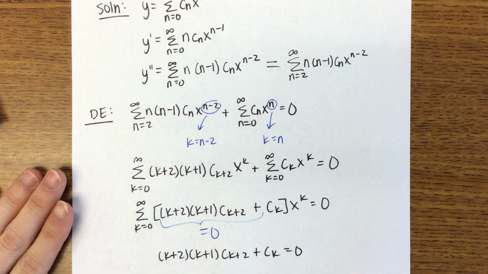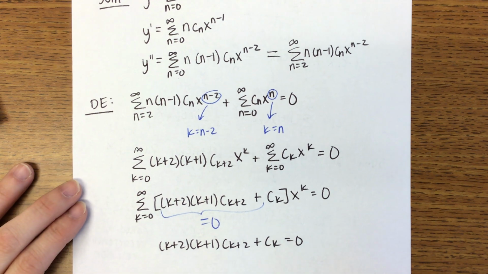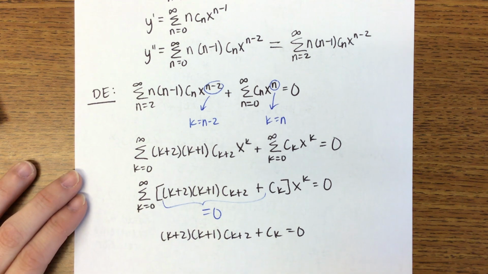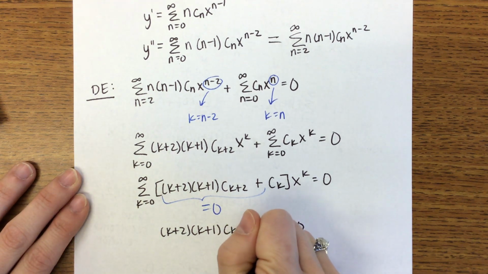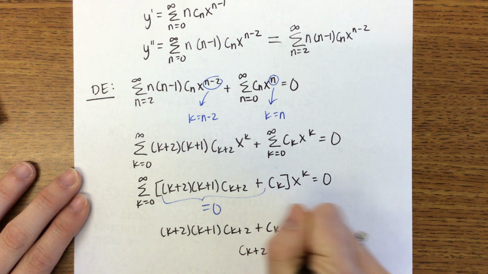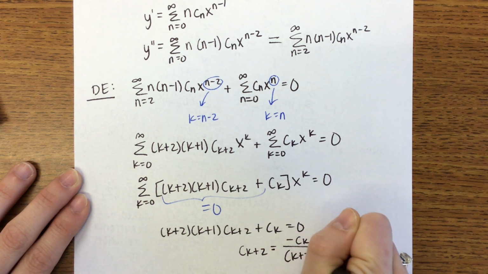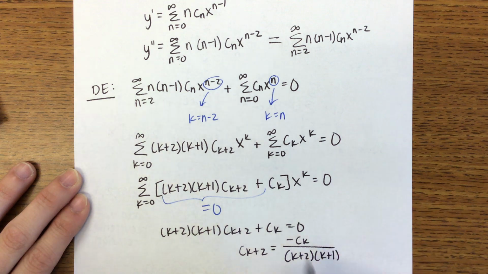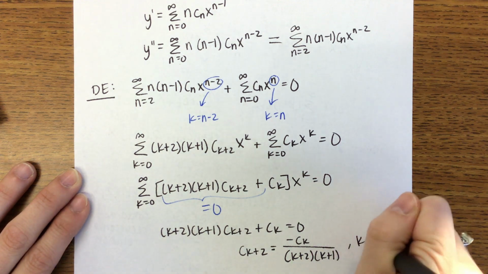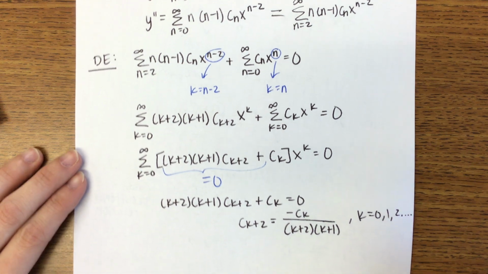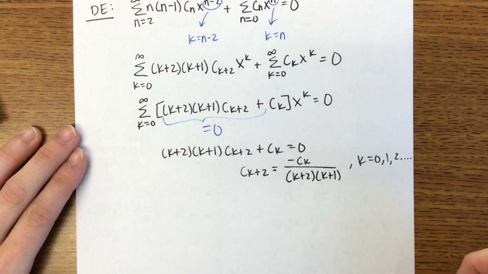This is going to give us that recurrence relation. Now remember, we need to solve for this term, not this one. We always want to relate a term to previous terms, not future terms. So this is going to give us c_(k+2) is equal to negative c_k over (k plus 2)(k plus 1). And then from our summation above, k starts at 0. Okay, so that is our recurrence relation.